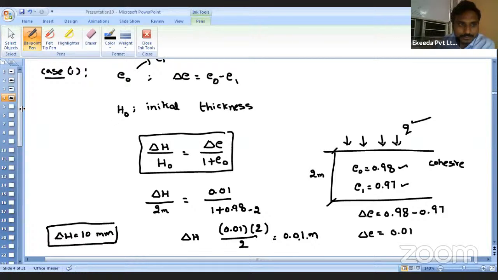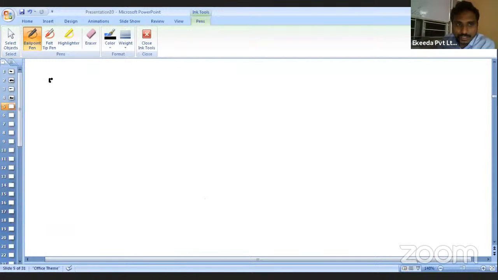Okay. Now let us assume that in some other case, we know the coefficient of compressibility. Let us say we know the a_v. How can you represent it? This we can represent as the change in void ratio to the change in stress. So if we know the coefficient, then how can we find out the settlement happening in the soil?